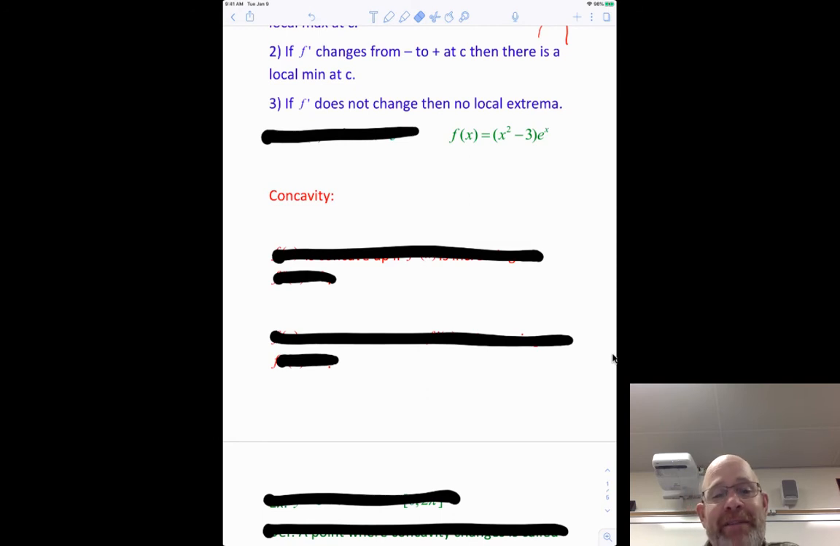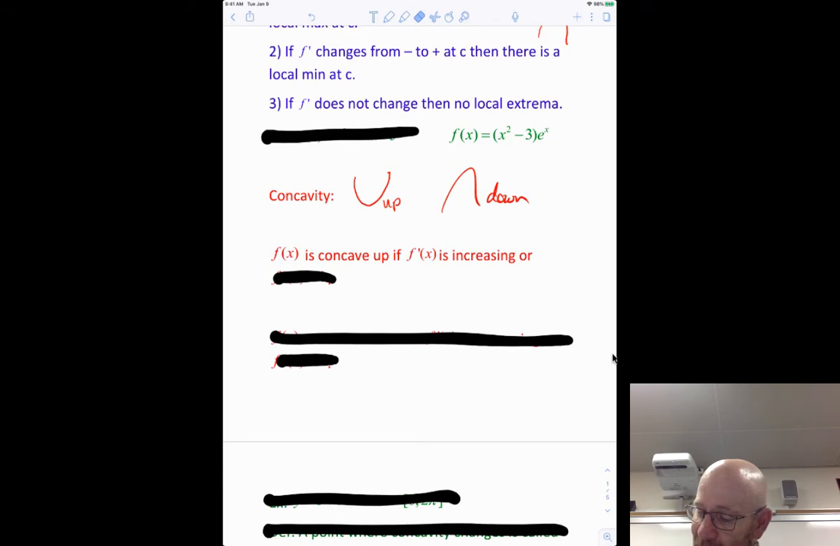It's called concavity. So the concavity of a graph, this is called concave up. Anything that's kind of like an upwards parabola is concave up. And this is called concave down. So now we're going to talk about how to figure out when a graph is concave up and concave down, and it has to do with the second derivative.